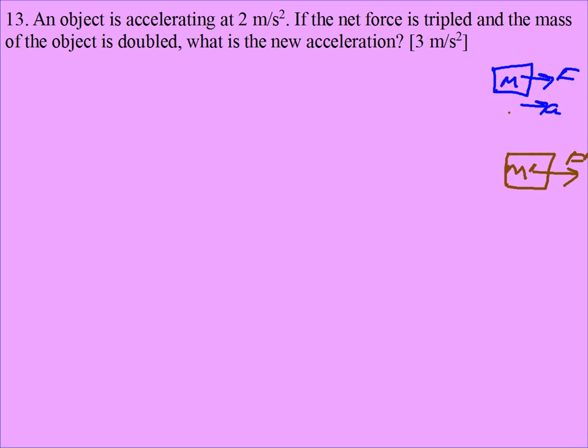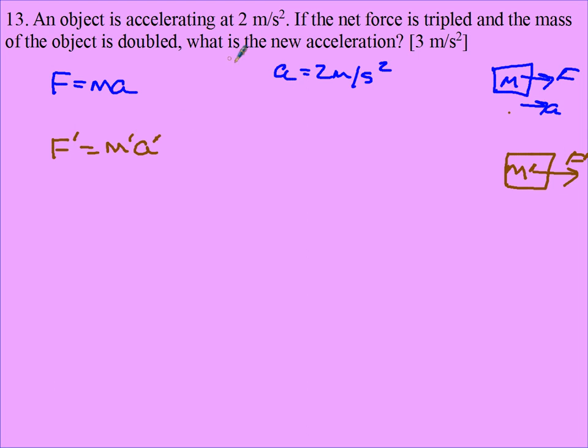So let's write out what we have to start with. We know F equals ma. And I know originally my acceleration is 2 meters per second squared. I don't know what the force is. Let's look at our second case. F prime equals m prime a prime. The prime just means my second case.